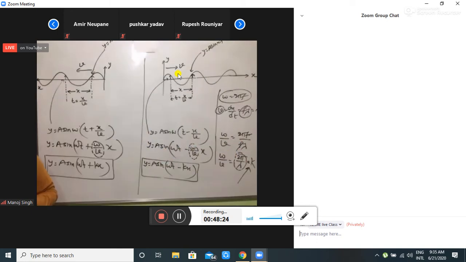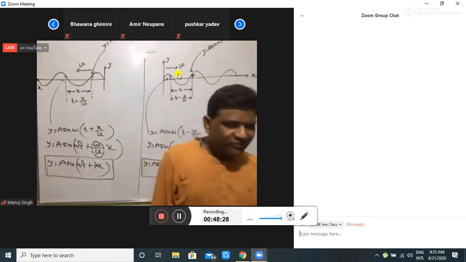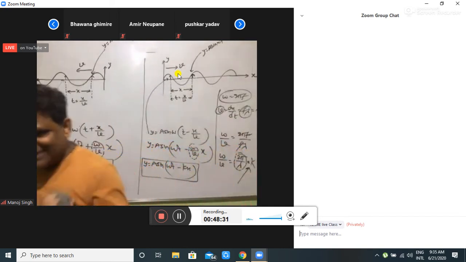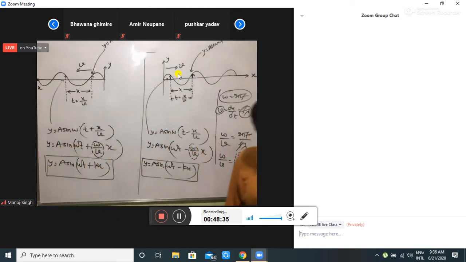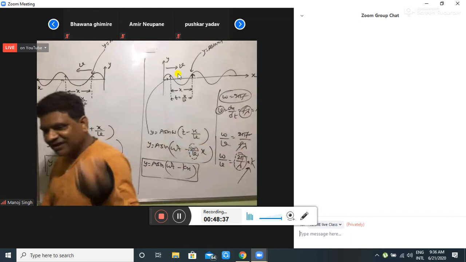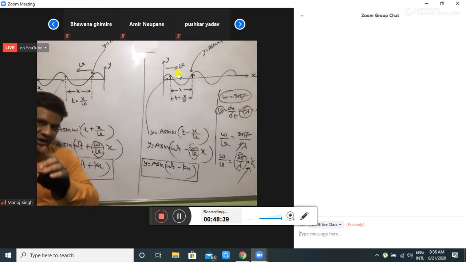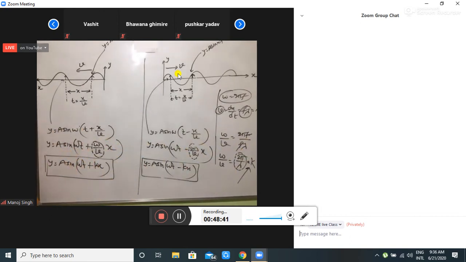So it is clear in a class now what the difference is between the equation of SHM and the equation of progressive wave. In SHM, we study one particle of the medium, and in wave, we study the infinite particles of the medium.